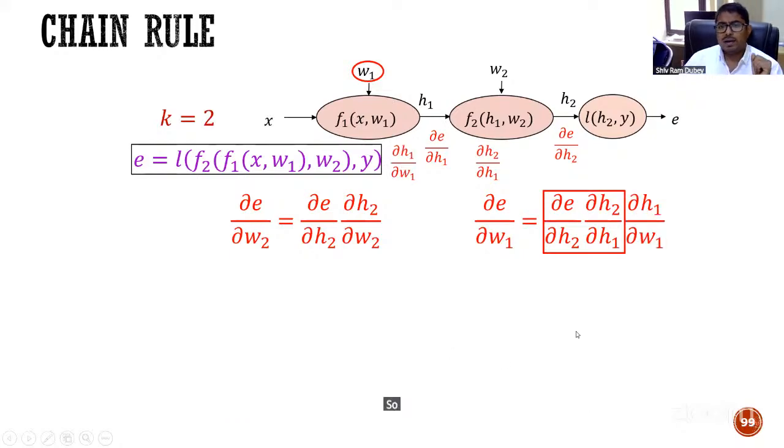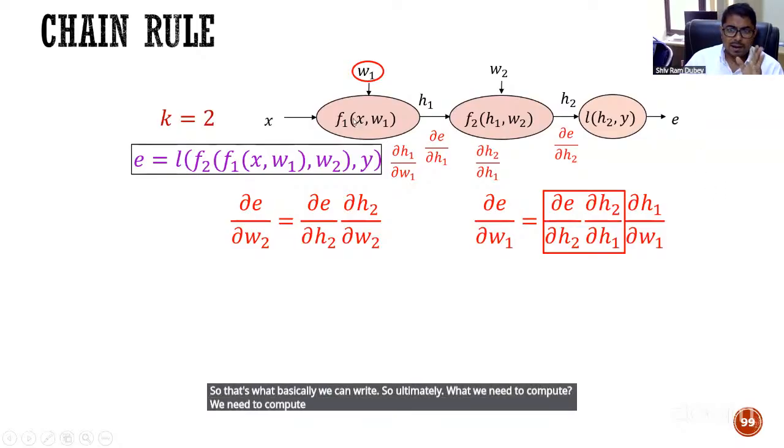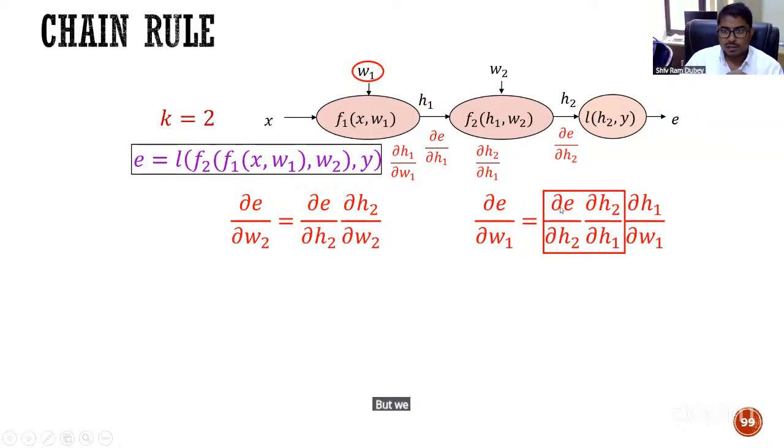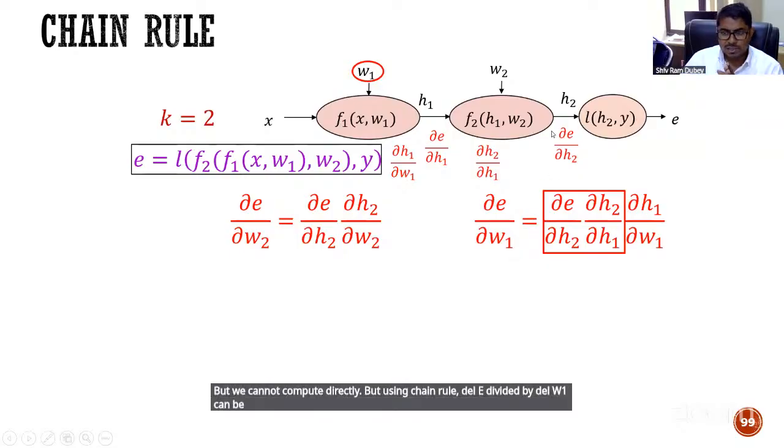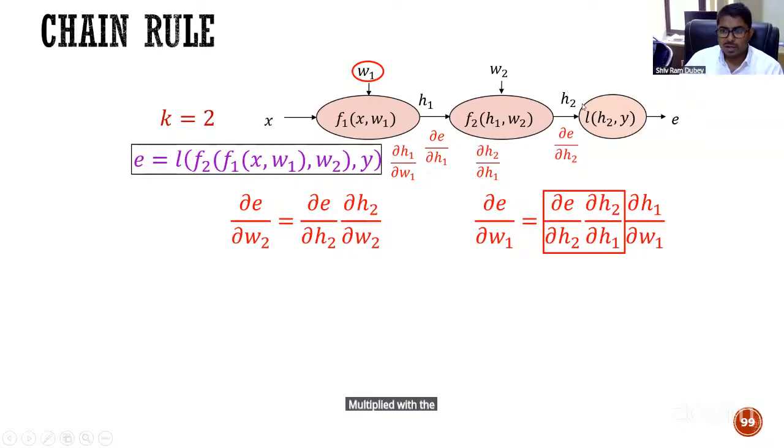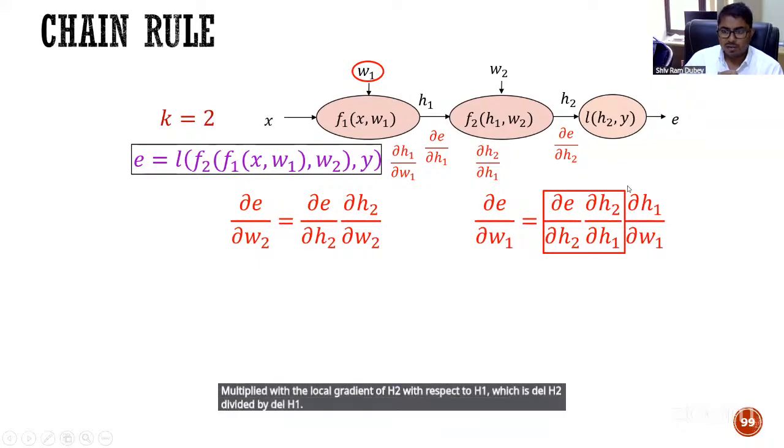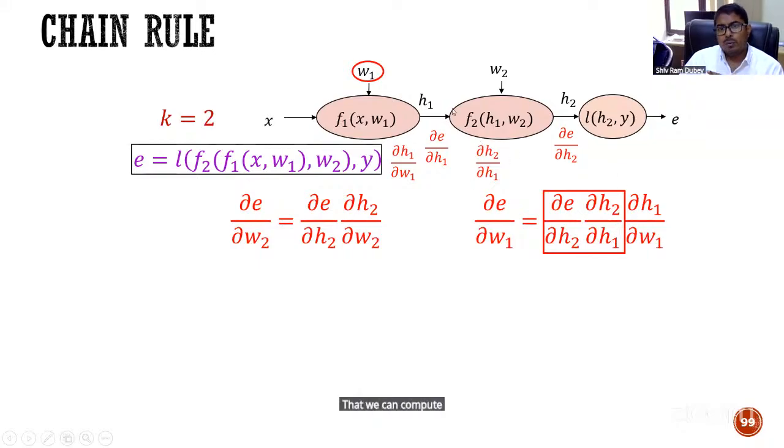So that's what basically we can write. Ultimately, what we need to compute? We need to compute the gradient of the error function with respect to W1. But we cannot compute it directly. But using the chain rule, del E divided by del W1 can be computed as del E divided by del H2, which is the upstream gradient here, multiplied with the local gradient of H2 with respect to H1, which is del H2 divided by del H1, that we can compute, into the local gradient of H1 with respect to W1, that is del H1 divided by del W1.